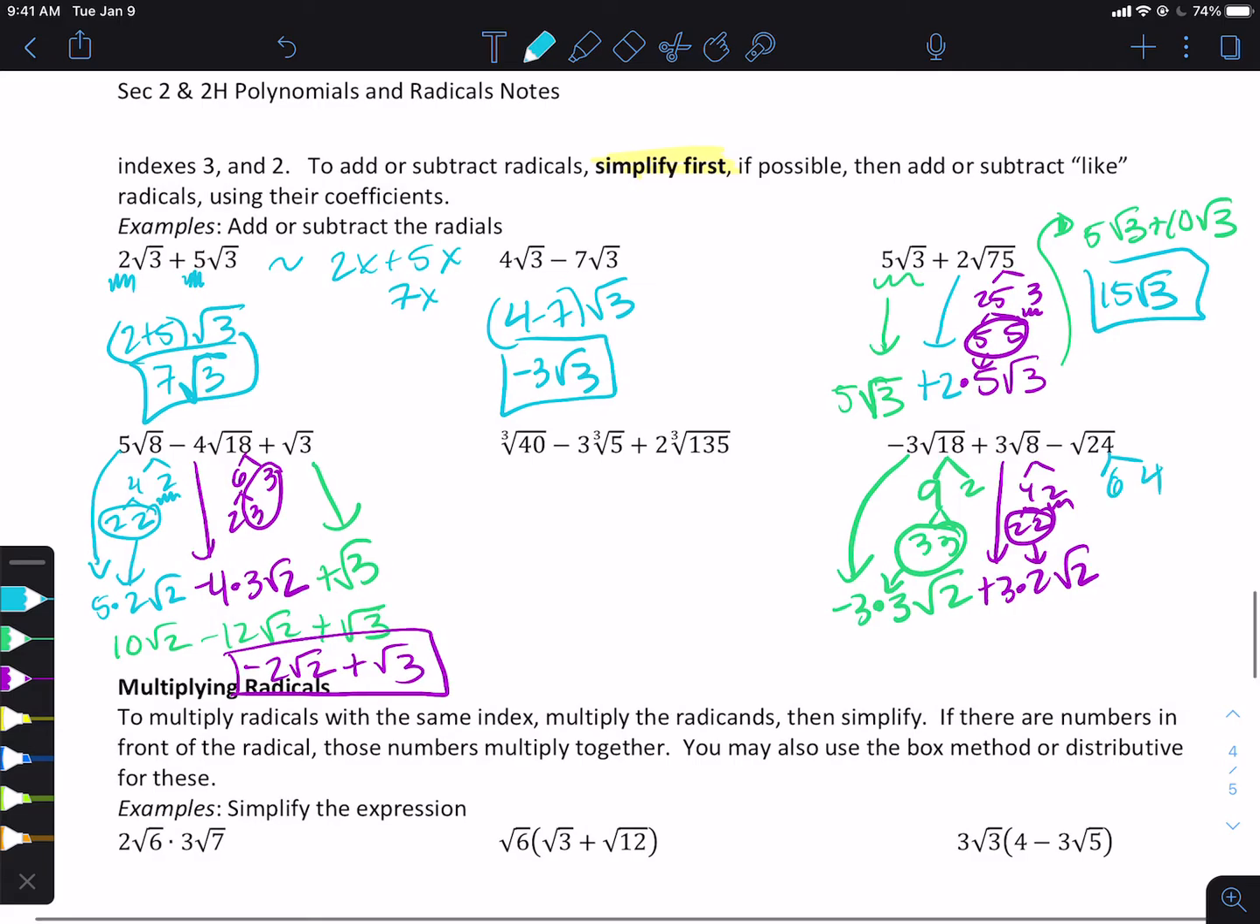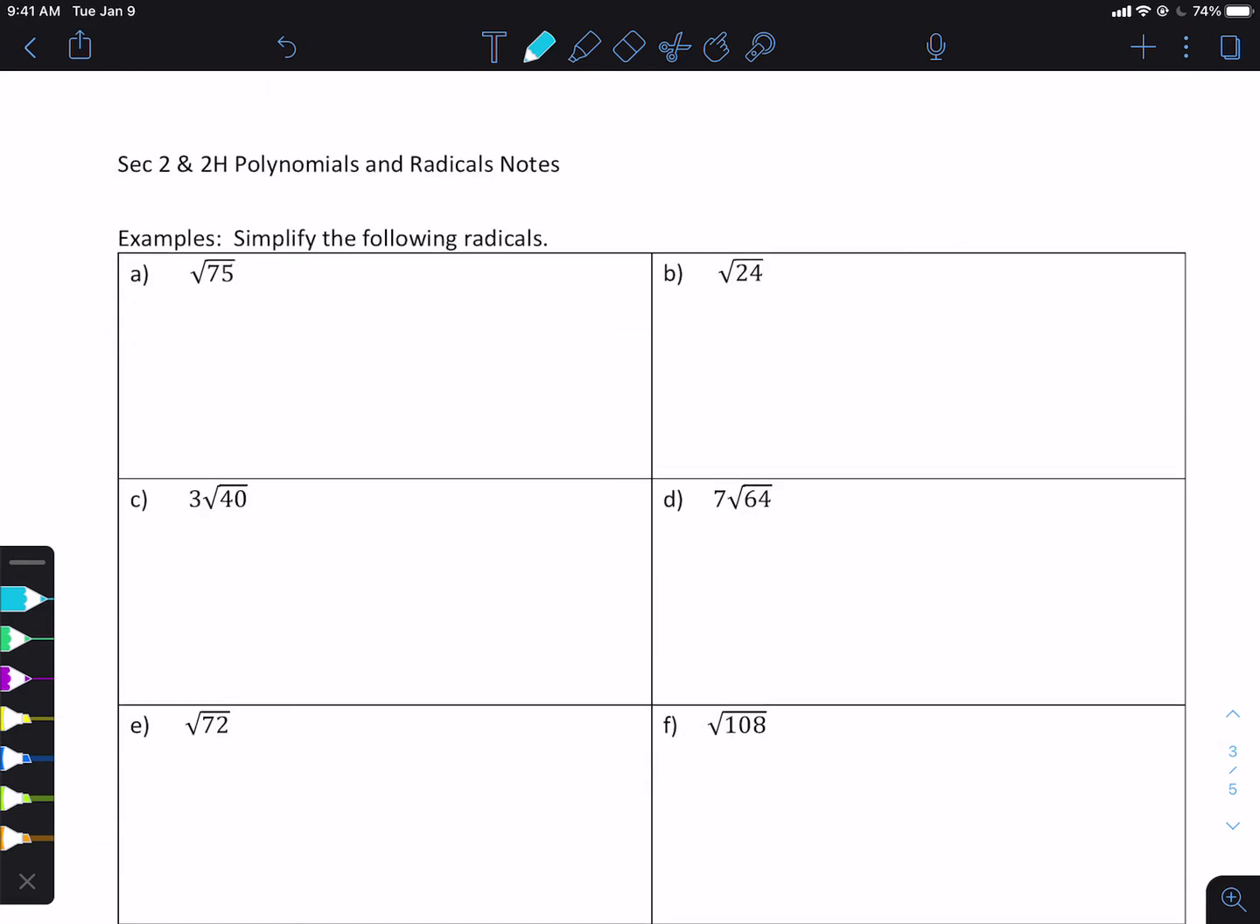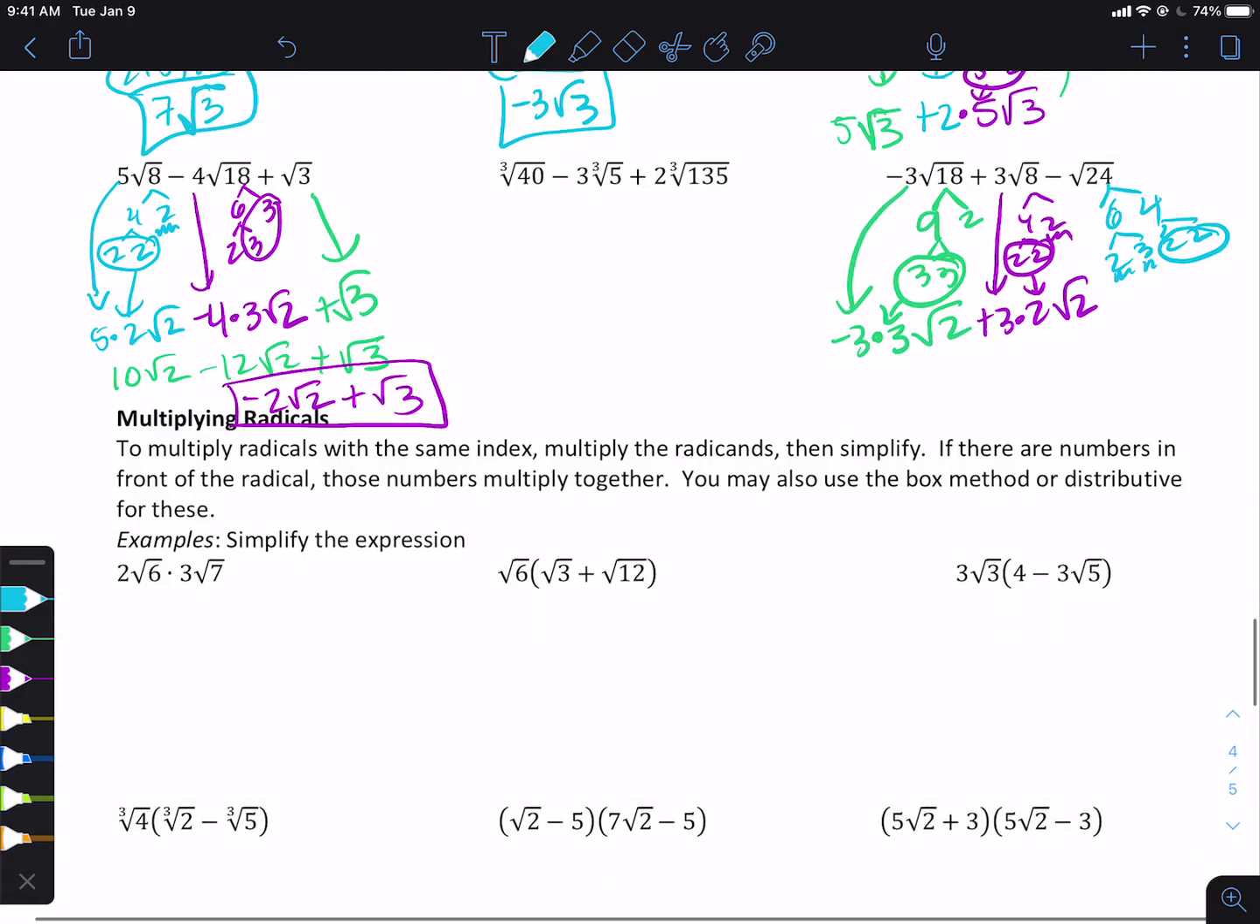We do 6 and 4 for 24. That's 2 and 3, 2 and 2. So I have a pair of 2's and a loner 2 and a loner 3. So, sorry.